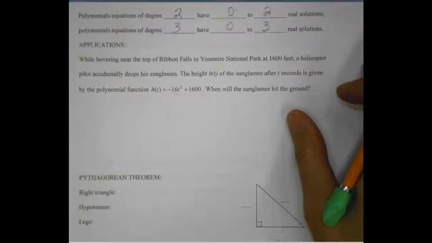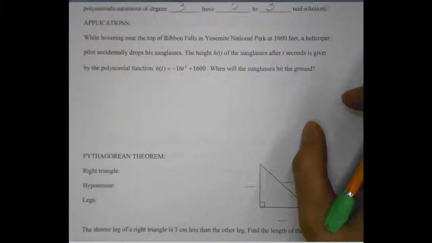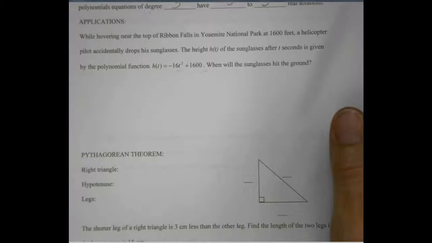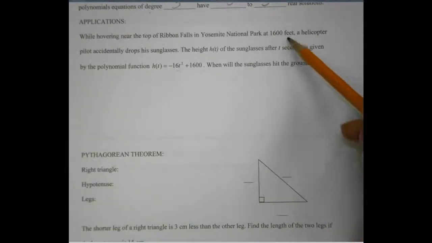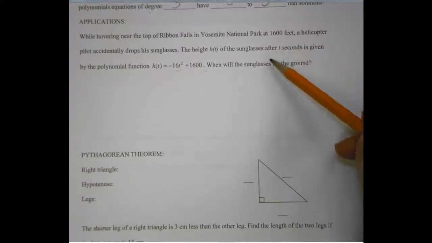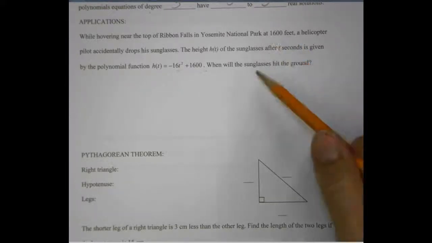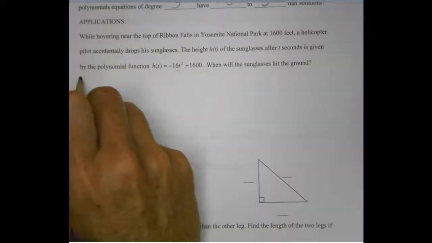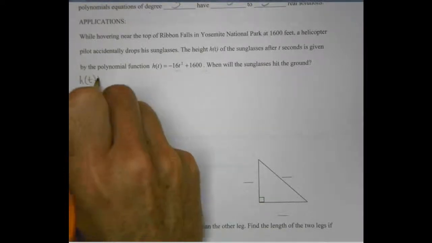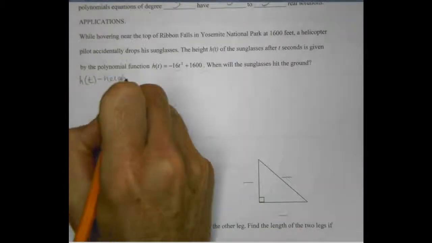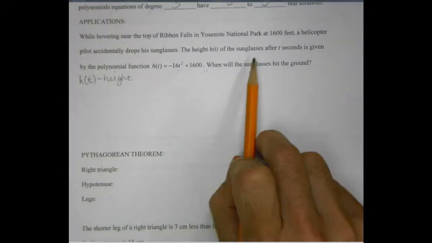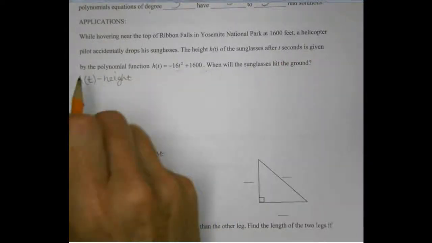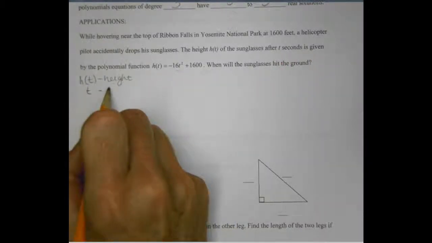Now on to the applications. A helicopter pilot drops his sunglasses while he's hovering at about 1,600 feet. And the height of the sunglasses, that's my h of t, so I'm going to write that down. H of t, that's the height. And t seconds, so my t by itself is time.